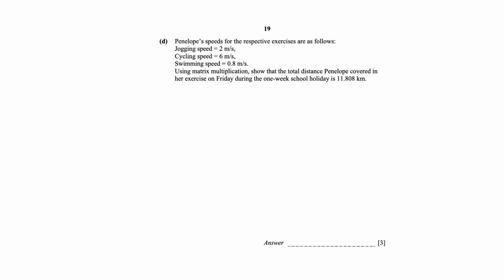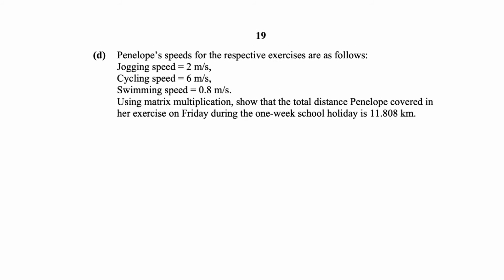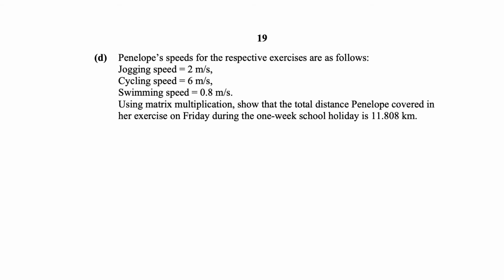The next part, part D. Penelope's speeds for the respective exercises are as follows. You can see jogging, cycling, swimming, and they're all in meters per second, yeah? Just take note, per second. Now they want you to use matrix multiplication to show that the total distance Penelope covered in the exercise on Friday, during the 1 week school holidays.